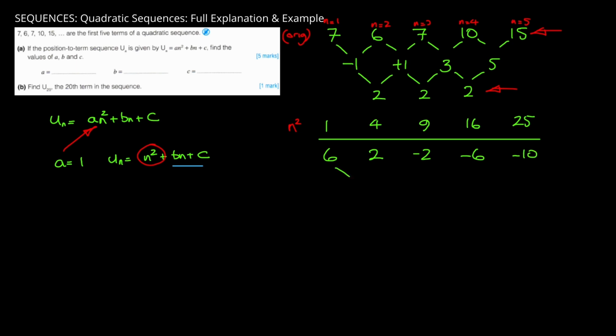And yet again, I need the difference. Hopefully I'll get a common difference straight away. 6 going to 2 is a drop of 4. This is also a drop of 4. This is also a drop of 4. And this is also a drop of 4. So using the techniques for a linear sequence, remember this series of numbers is controlled by bn plus c. We've lost the n squared bit of the quadratic equation. So this is bn plus c. So we've now got a common difference of -4.